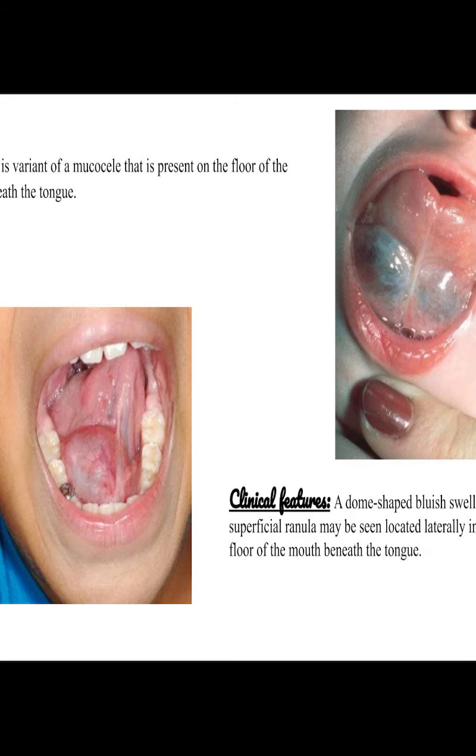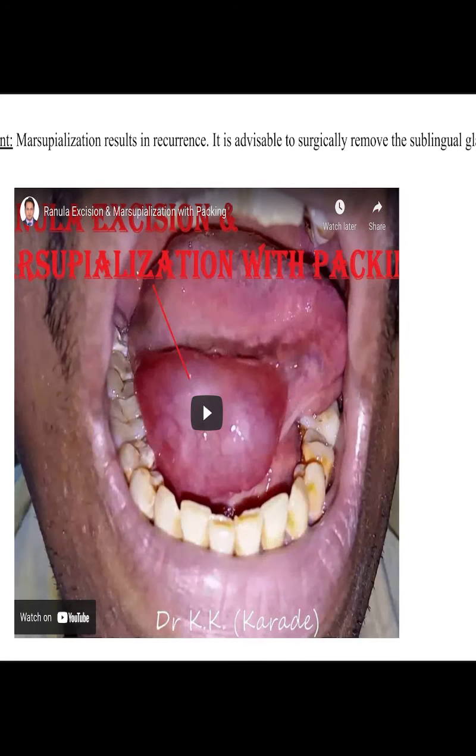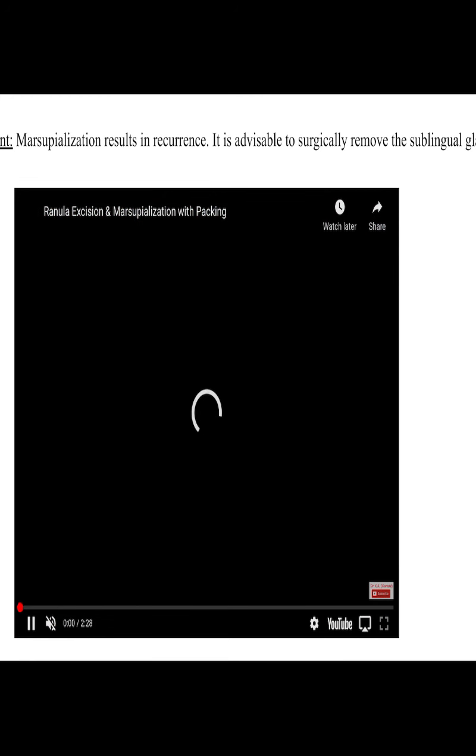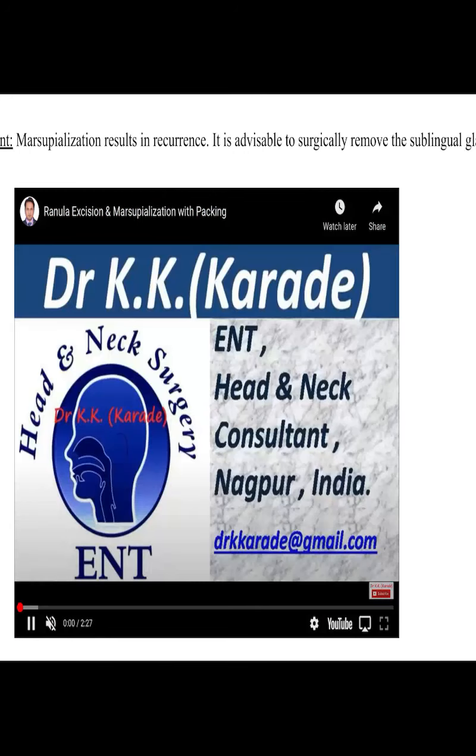Now, the clinical features: a dome-shaped bluish swelling of a superficial ranula, which may be located laterally on the floor of the mouth, beneath the tongue. The tongue may be raised or displaced as it enlarges. This swelling may cross the midline. The treatment: marsupialization will result in recurrence. Therefore, it's advised to do surgical removal of the sublingual gland.